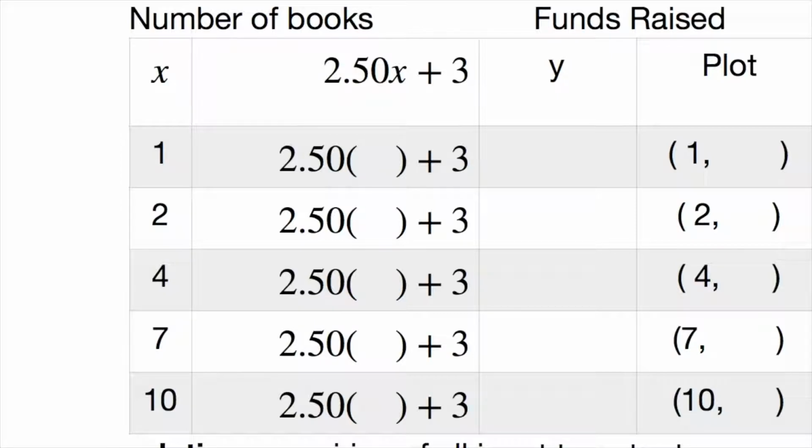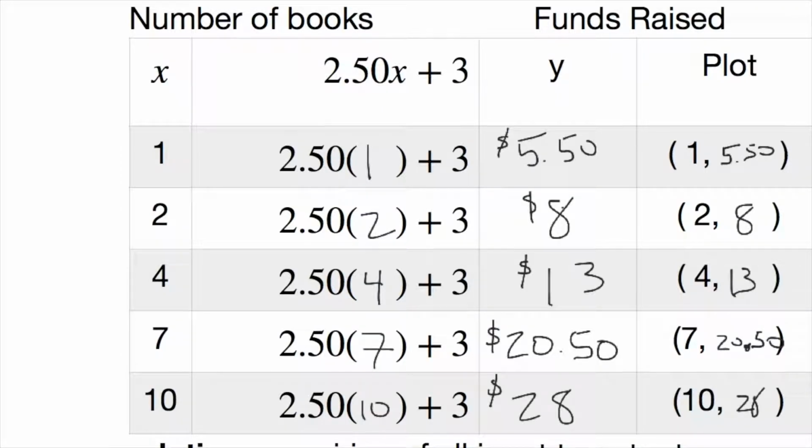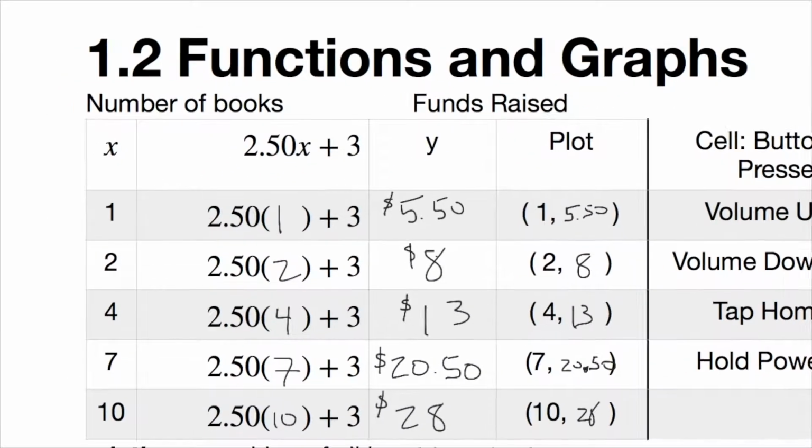So if you have one book like this, then you can fill out the table and you see 2.50 times 1 plus 3 is 5.50, and you could plot the point (1, 5.50) on a graph if you wanted to. Same thing for two books. 2.50 times 2 plus 3 is 8. 2.50 times 4 plus 3 is 13. 2.50 times 7 plus 3 is 20.50. And 2.50 times 10 plus 3 is $28. And you get all these points, and you can plot them on a graph if you want.